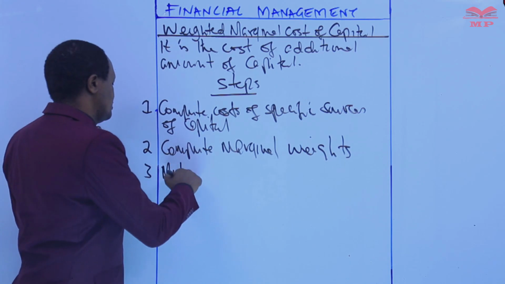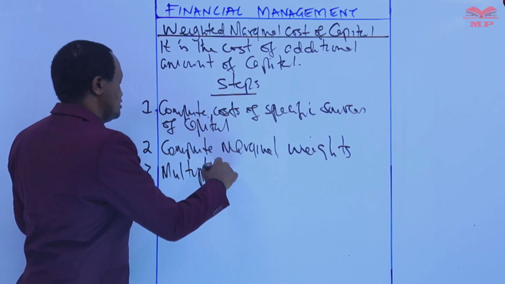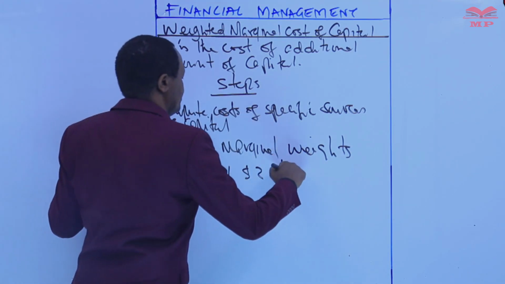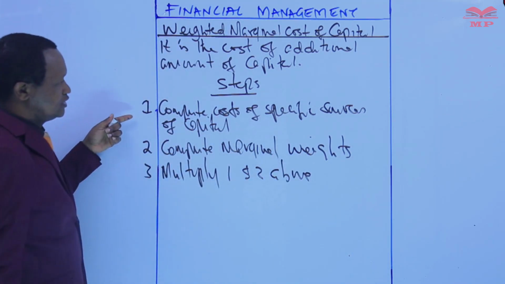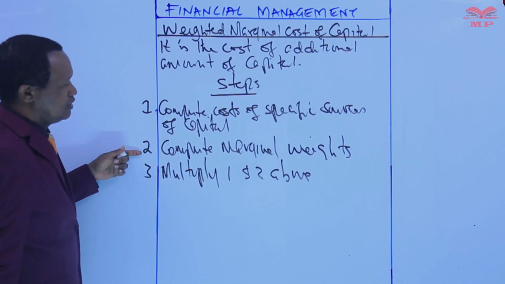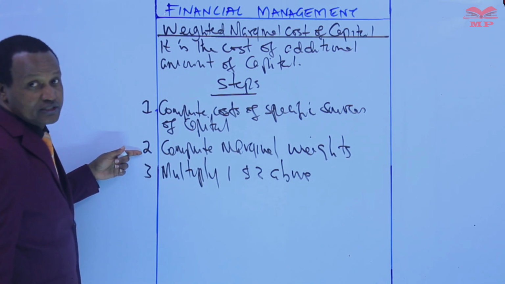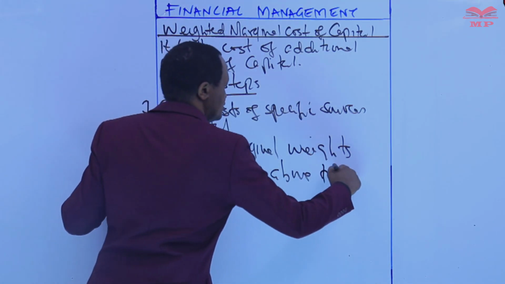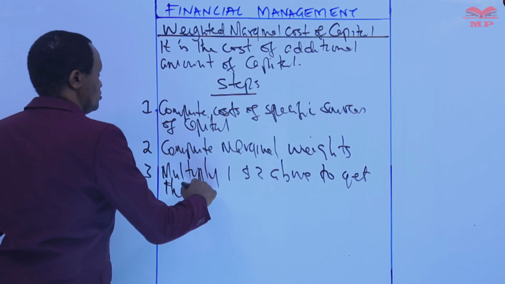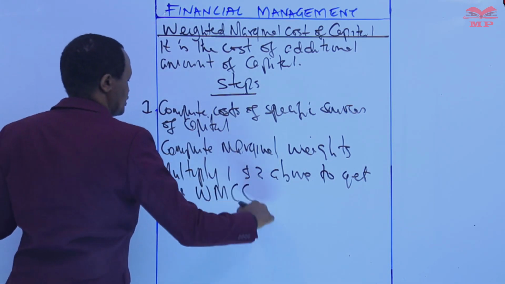Multiply 1 and 2 above. Multiply the specific cost of sources of capital with the marginal weights to get the weighted marginal cost of capital.